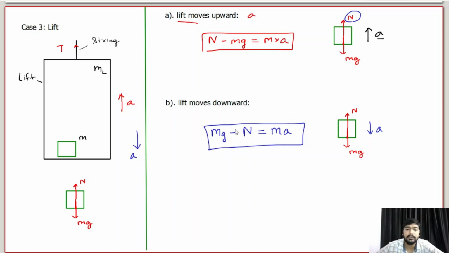Clear? Now if we draw the free body diagram of the lift, what will it be? I have to take the tiny lift. Okay, assume this is a lift. So at this point, this normal reaction which is acting upward on the block will act downward on the lift. And this tension T is here, which acts upward. Same case for the lift if it's moving upward.